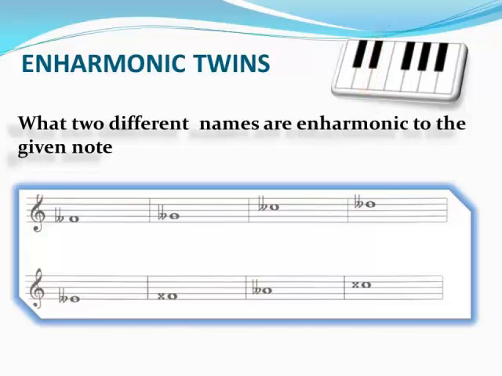Now we'll start on G to discover G double flat's enharmonic twin. We'll move from G to G flat and then down to G double flat. G double flat's enharmonic twin is F.